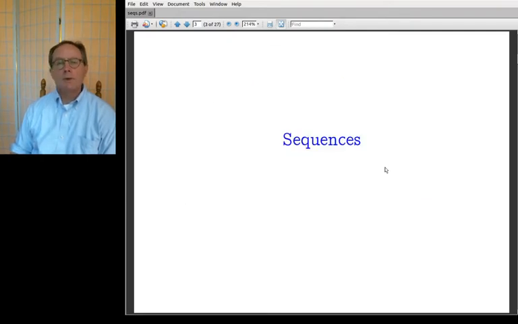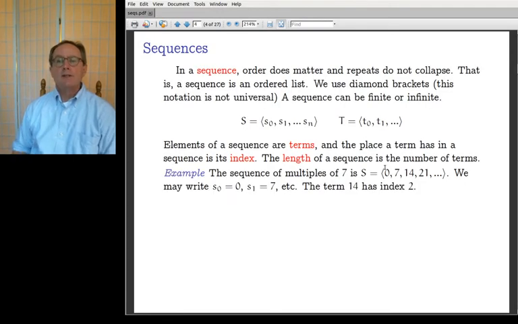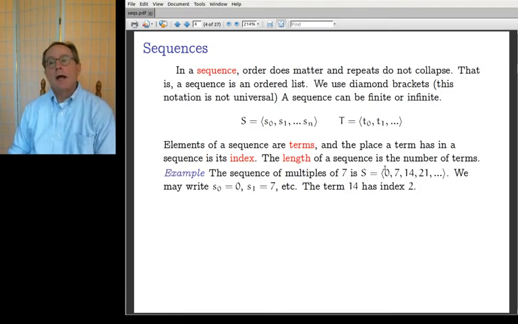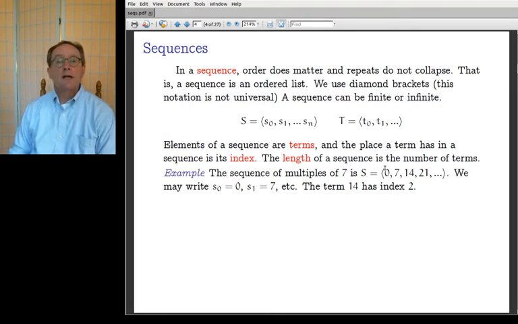So then what's a sequence? What's the topic for the day? A sequence is a collection where order does matter and repeats do not collapse. That is to say, a sequence is an ordered list. We use diamond brackets to denote a sequence. The notation is not universal, but again, I think it's becoming more and more common. So I'll have a sequence, I'll call the sequence capital S here, that consists of S0, S1, all the way up to Sn, and you see the diamond brackets to hold it, in contrast to the curly braces for a set. Here's an infinite sequence, T0, T1, all the way up.